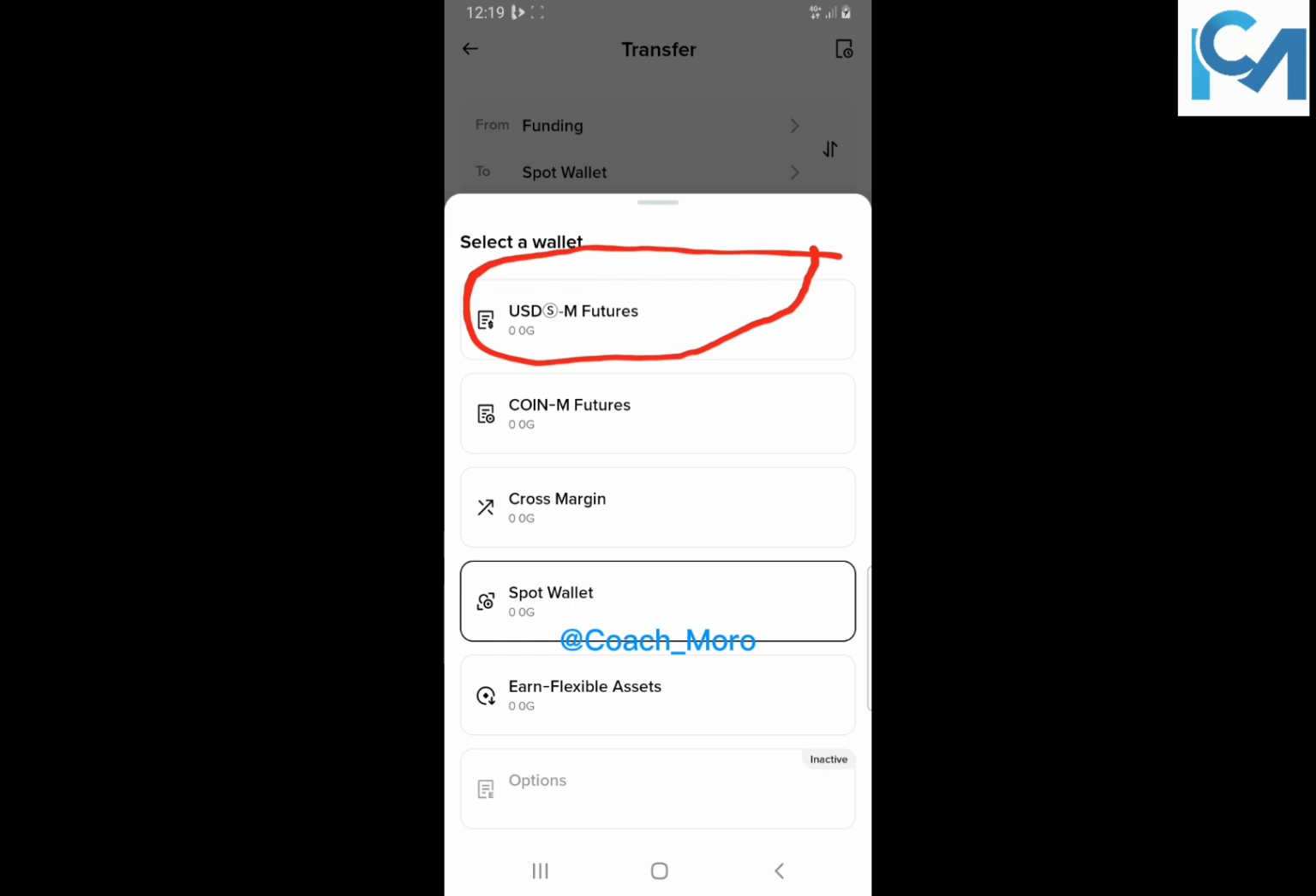So right now, wish you all the best. So practice, this is the process of futures trading.